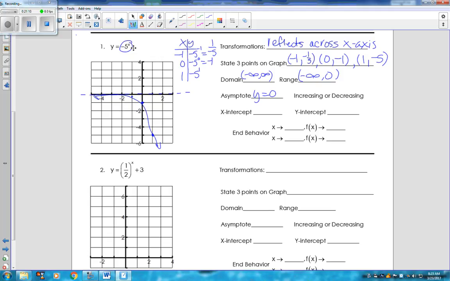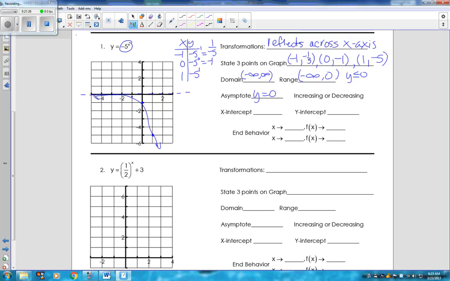Domain always going to be negative. Yes, it will. Another way that you could say the range is you could say that it's the y values that are less than or equal to 0. I want you to be familiar with both because I don't know how the milestone is going to state it.